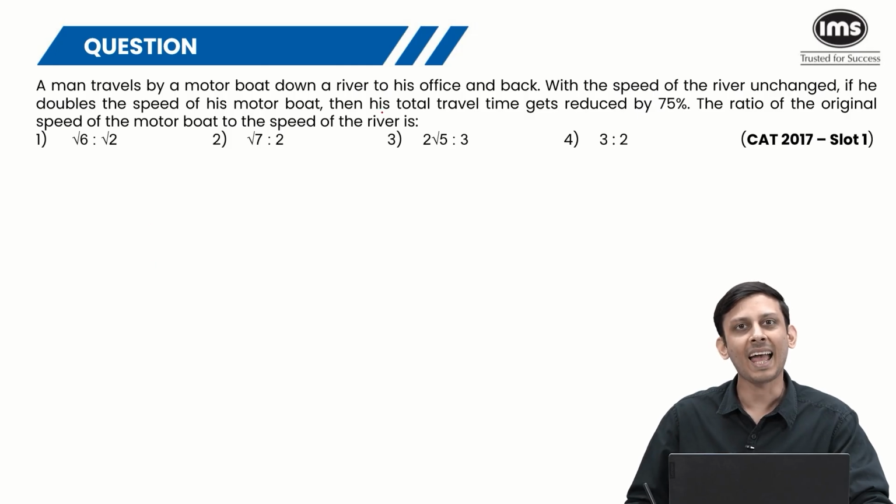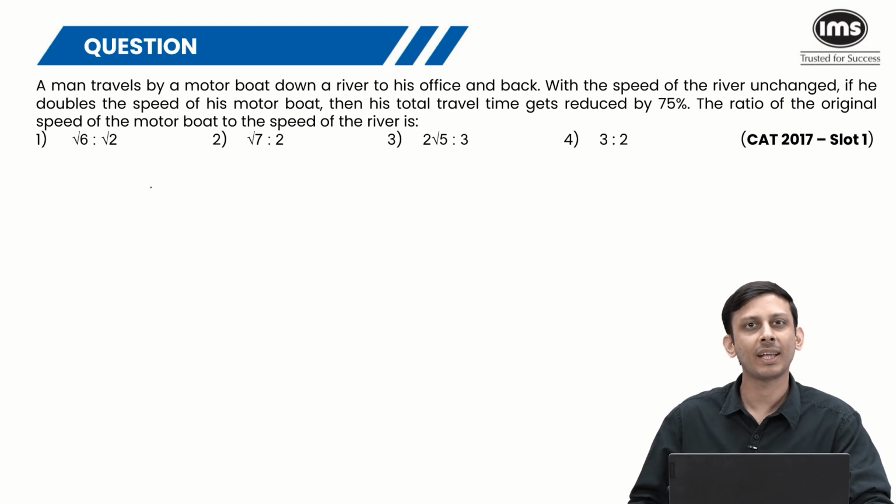Now, we don't have any actual speed or actual distance or actual time. We just have one percentage comparison, reduction by 75%, and then speed of the motorboat is becoming double. So here we have to understand that we don't really have to take too many variables. But before that, if we take a look at the traditional method, what people would do is they would let the distance be equal to d. They would take a variable.